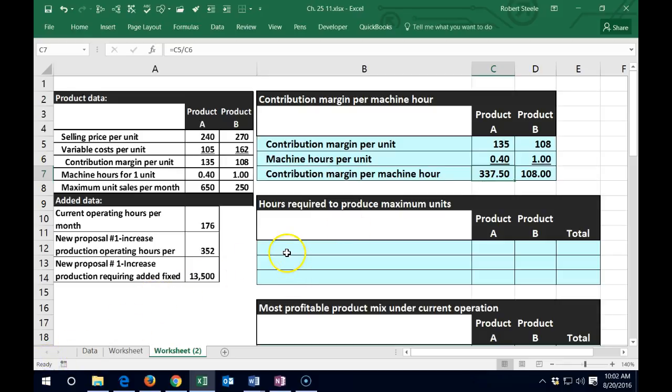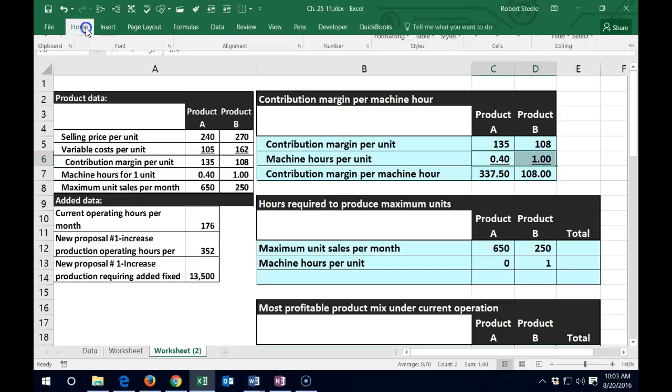So now we're going to calculate the hours that would be required to produce the maximum number of units. We're going to start off with the maximum units per month that we believe we could sell, and that's given over here. For product A, we think we could sell 650. For product B, we could sell 250. And then we're going to have the machine hours per unit, the 0.4 and the 1. Once again, I'm going to change the formatting. I'm going to highlight these two up here.